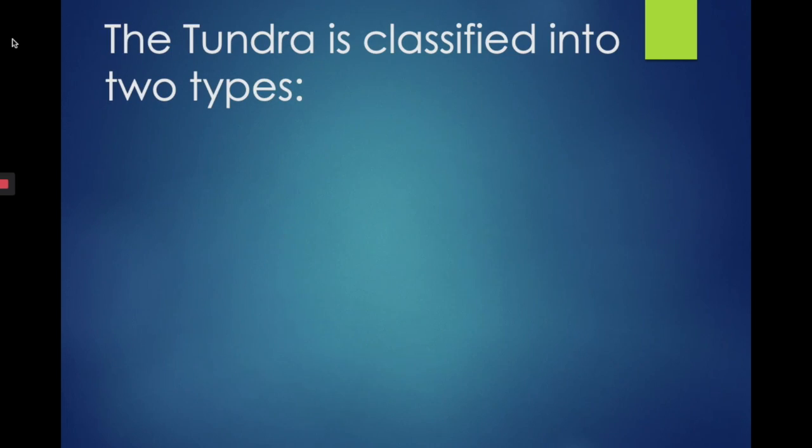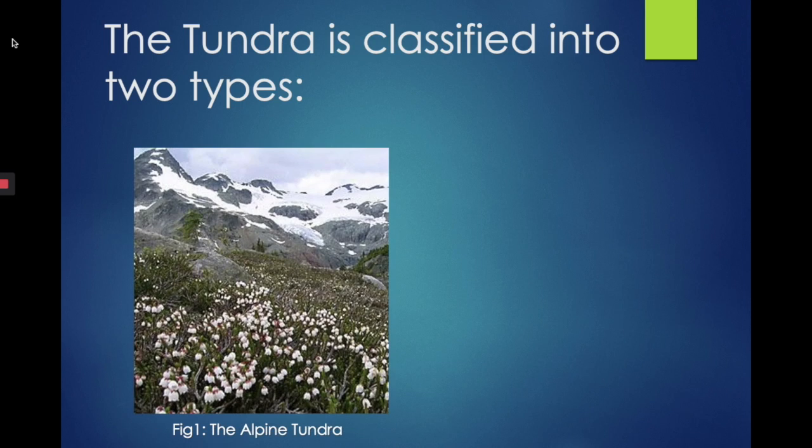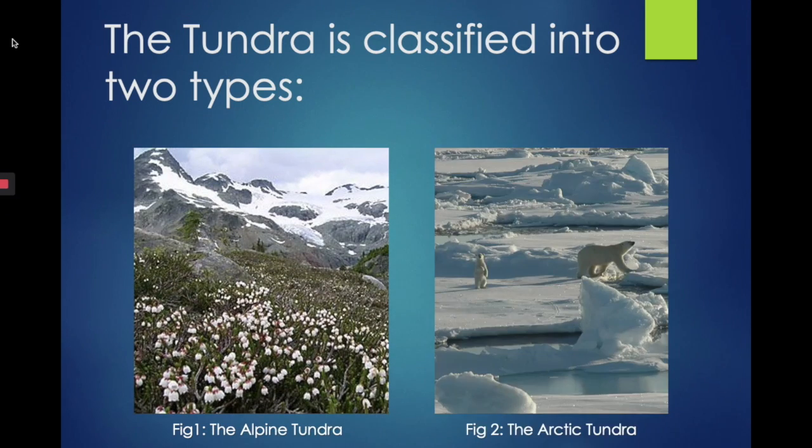Now there are two types of tundras. We have the alpine tundra and the Arctic tundra. Look carefully at these two images. What observable differences might you notice between the two types of tundras? Take a moment and think to yourself.